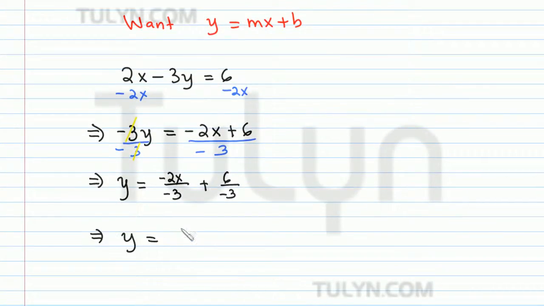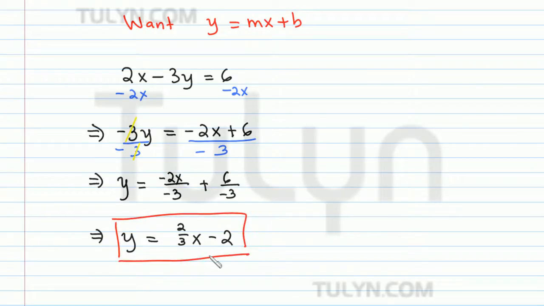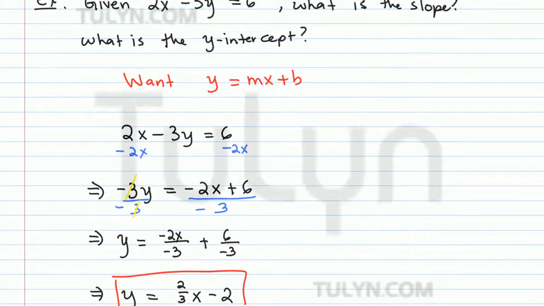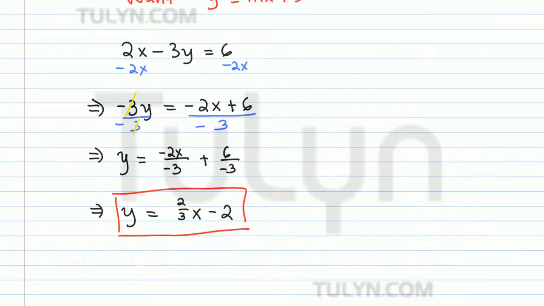So y is equal to 2/3 x, and then 6 over negative 3 is just going to give us negative 2. So now our equation is in slope-intercept form. So now we can actually answer the questions. So the first question is, what is the slope? The slope is m, and m in this case is 2/3.